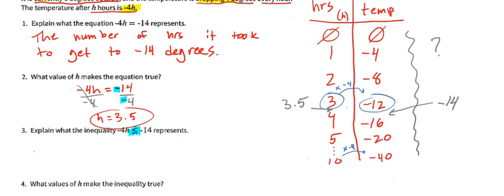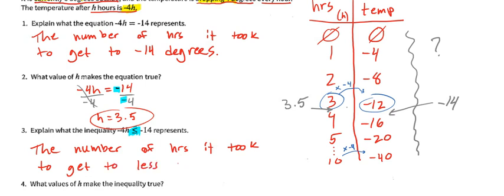It represents the number of hours it took to get to less than or equal to negative 14 degrees. The number of hours it took to get to less than or equal to, same as the symbol there.